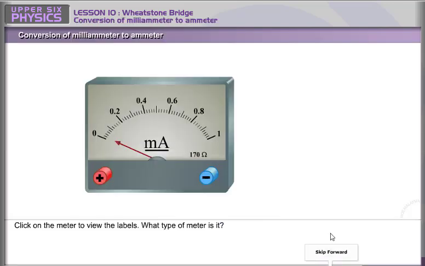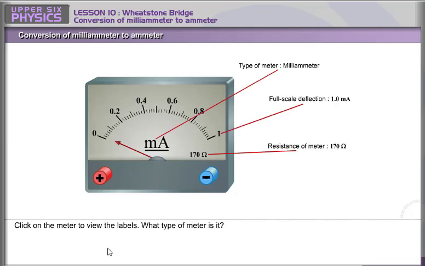Click on the meter to view the labels. What type of meter is it? What is its full-scale deflection? What is the resistance of the meter?